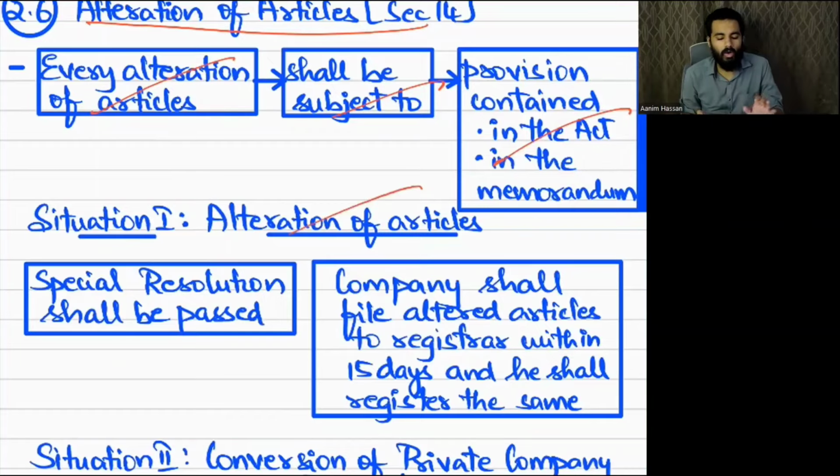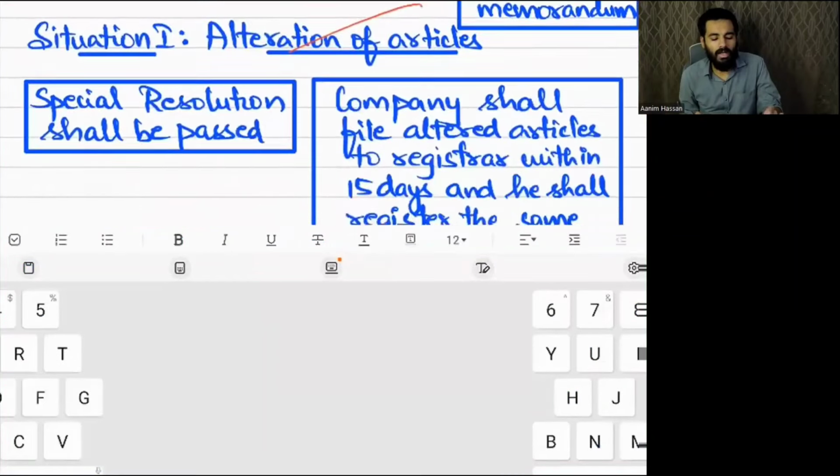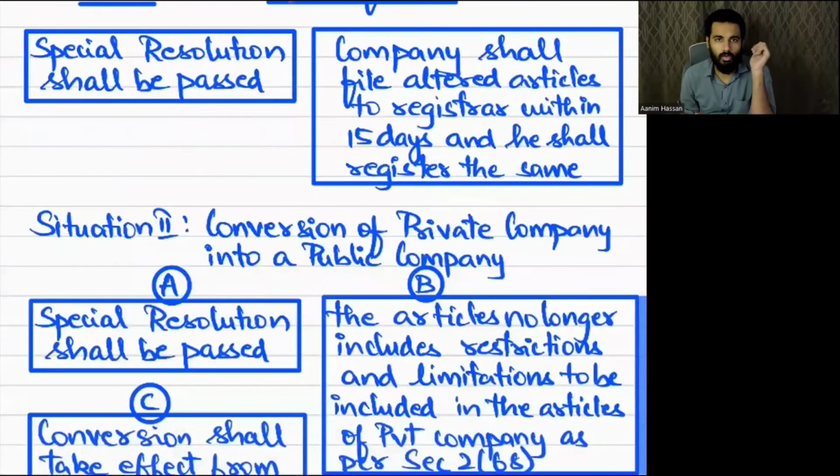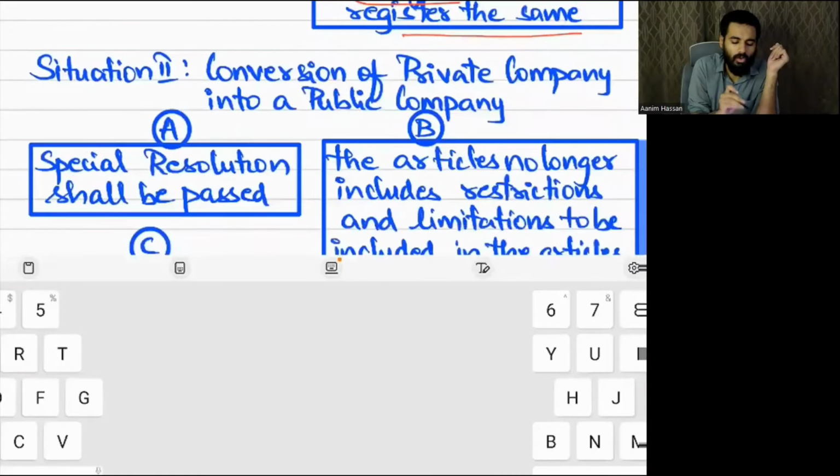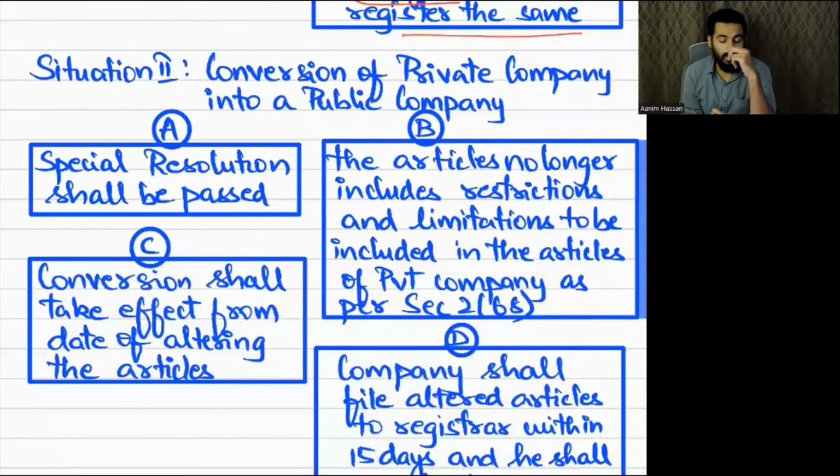Okay. So now if I want to alter, I kept in mind that I should not go against the memorandum and the Companies Act. I want to change the article, so what should I do? Pass a special resolution. File it with the company. File with the registrar, within 15 days. And the registrar will register it. Yes, this is how generally we have to do the alteration.